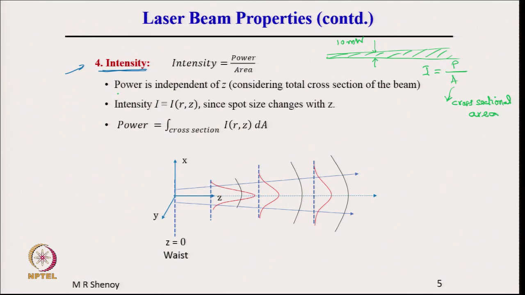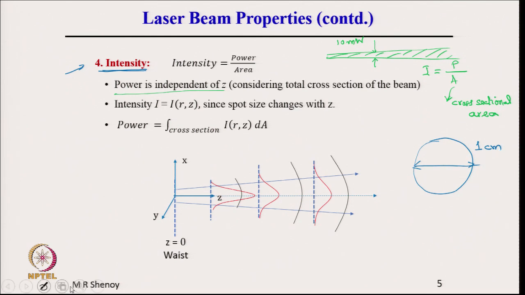The power in the beam is independent of Z. Whether you measure the power here or wherever you measure it, so long as the total beam is incident on the detector. Let us say we take a photo detector of this diameter, let us say 1 centimeter. Typical silicon photo detectors, large area detectors, have a diameter of about 1 centimeter.